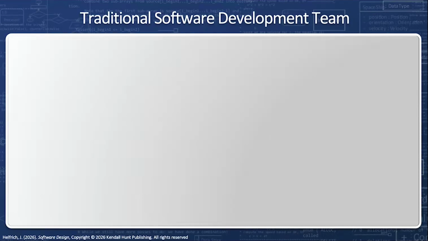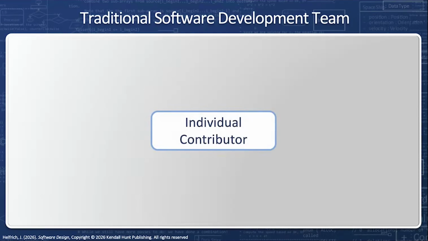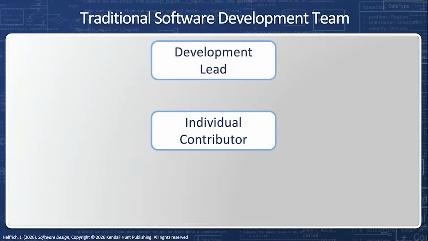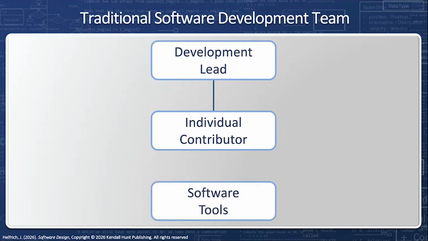All right, first we'll talk about a traditional software development team. Congratulations, you got hired and you are now an individual contributor. Fortunately, you're assigned a development lead, and this development lead will look after you, help you through the process, as well as coordinate your activities. You're also going to get a collection of software tools such as a debugger, a code editor, software management tools, and a bunch of other things. And these will all work for you to make you more powerful.